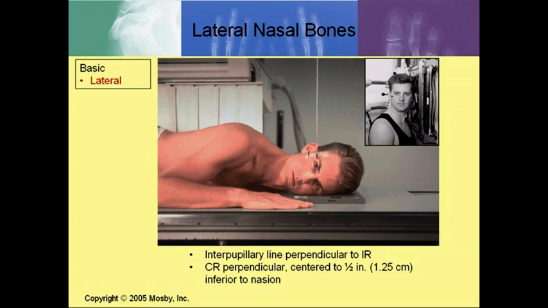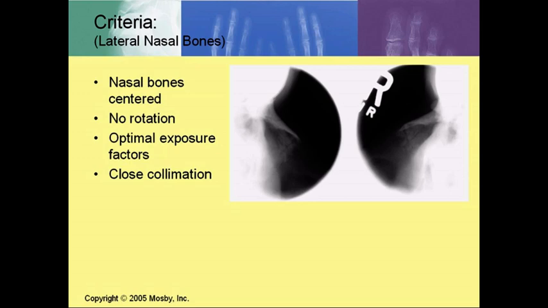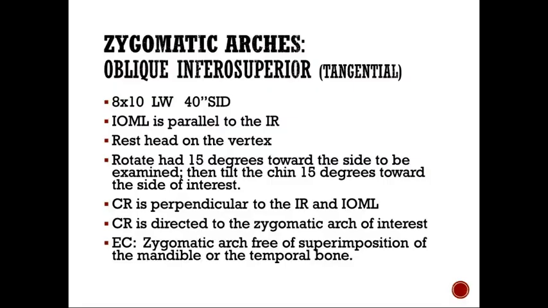So again, you can do these on the table or erect. We're seeing here that we have our interpupillary line perpendicular as well as the central ray centered to a point there 1/2 inch inferior to the nasion. So it'll be appearing to go right through the orbit as well. So you do have to include the soft tissue, anterior nasal spine, and the frontonasal suture.